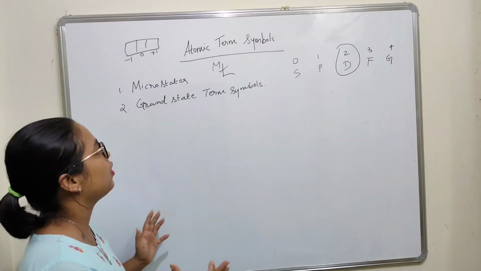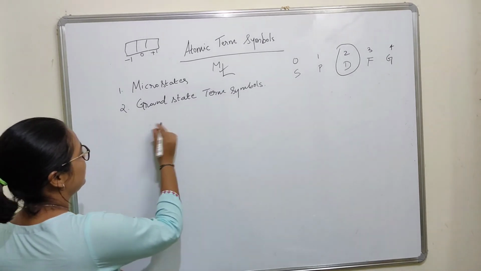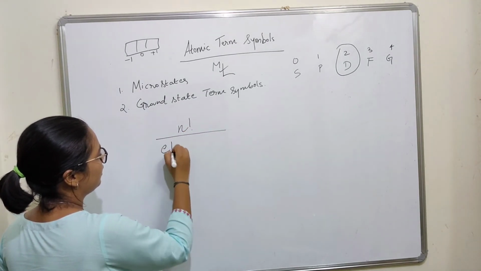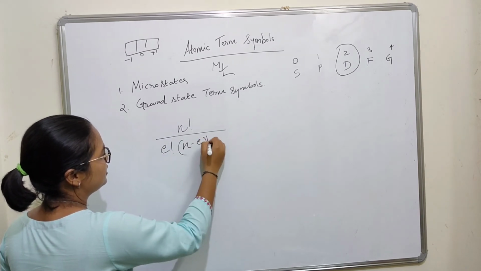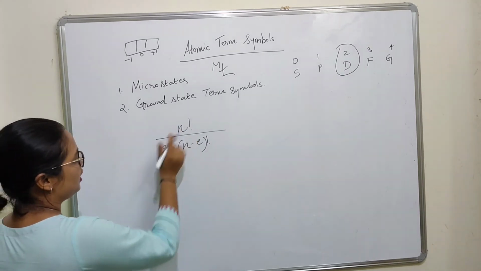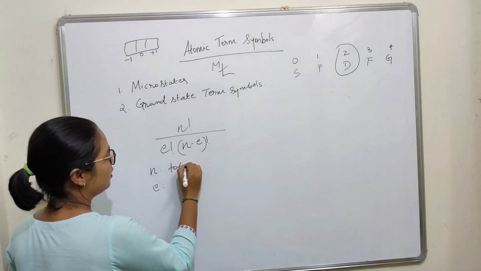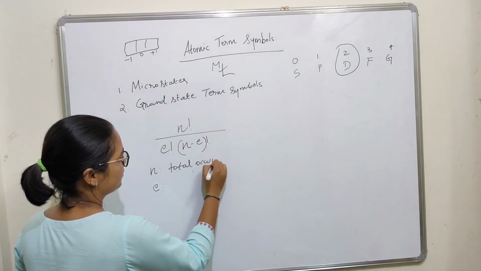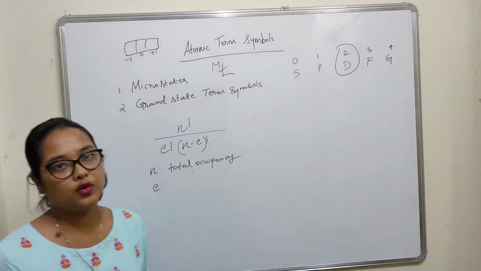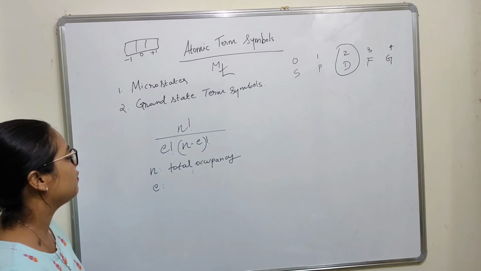So that was for all the configurations, and I told you all the tips also. Now the last thing left is how to find the microstates. To find microstates, there is a very easy formula: N factorial upon E factorial into N minus E factorial. This is the only formula you have to remember when it comes to microstates. Now let's see what N and E stand for. N is the total occupancy of the given orbital. What does total occupancy mean? The number of electrons that you can fill in it, the maximum number of electrons which you can fill in any orbital.